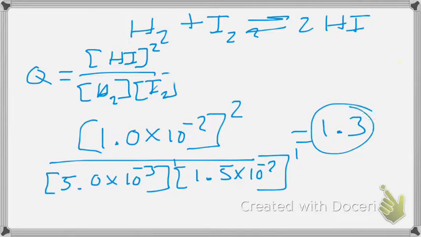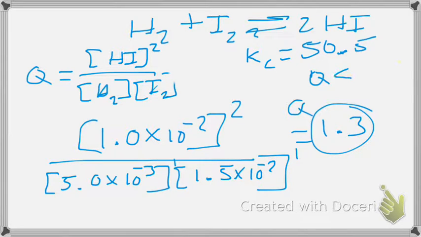So we look at our Q value, and remember our Kc. So Kc was equal to 50.5, okay? And this is Q. So our Q value, again, our Q is less than our Kc. So since Q is less than Kc, which direction is the reaction proceeding to? Well, it's proceeding to the right. It's product favored, okay, at this particular point in time. That means that our forward reaction is going much faster than the reverse reaction in order to get to equilibrium. All right? And that's just essentially how we use Q every time.